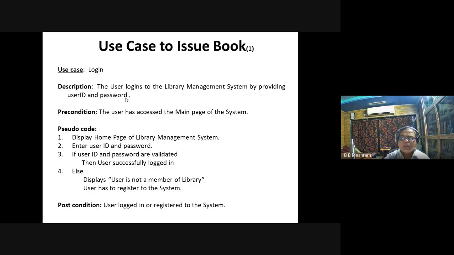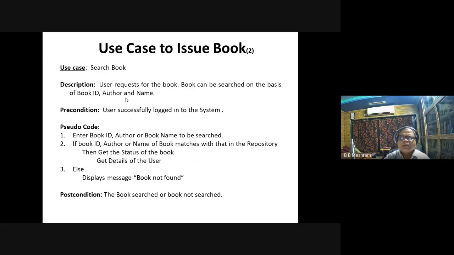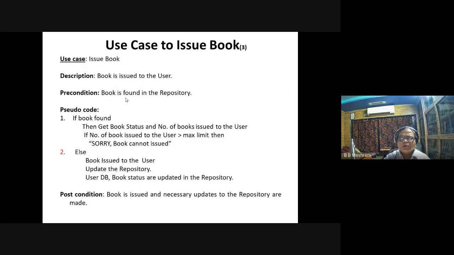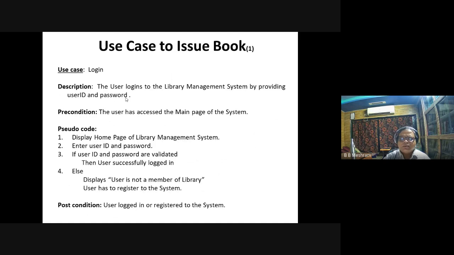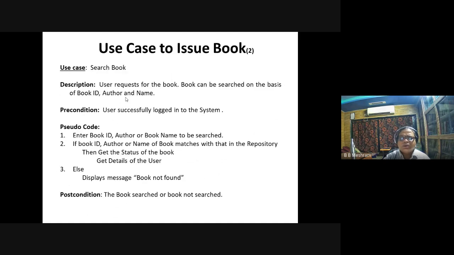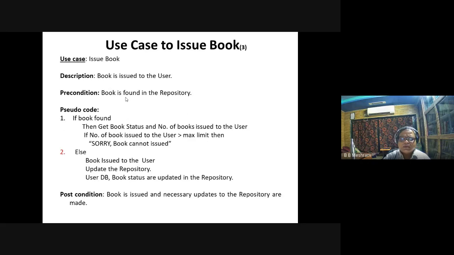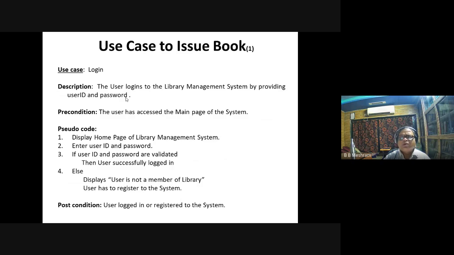Now, if you think about the use case issue book, under issue book, login, search book, issue book, these are the use cases. So login is an include use case, search book is an include use case, and then issue book is a base use case. So you can write the pseudocode for the use case login.